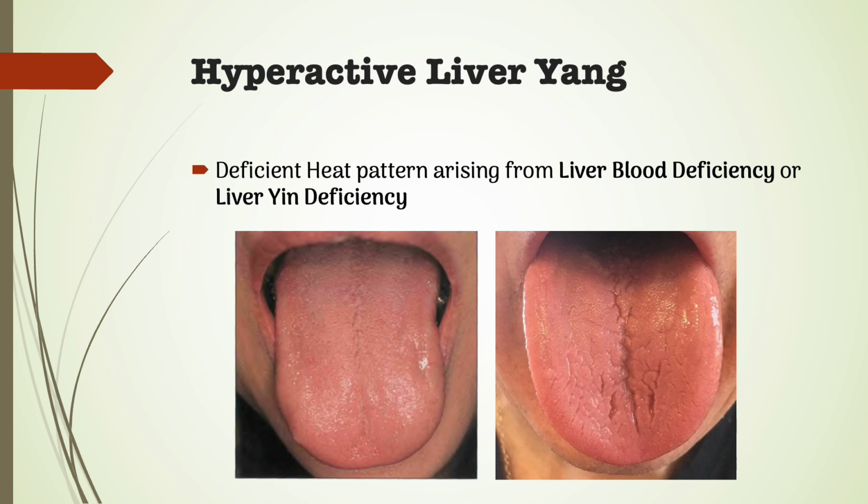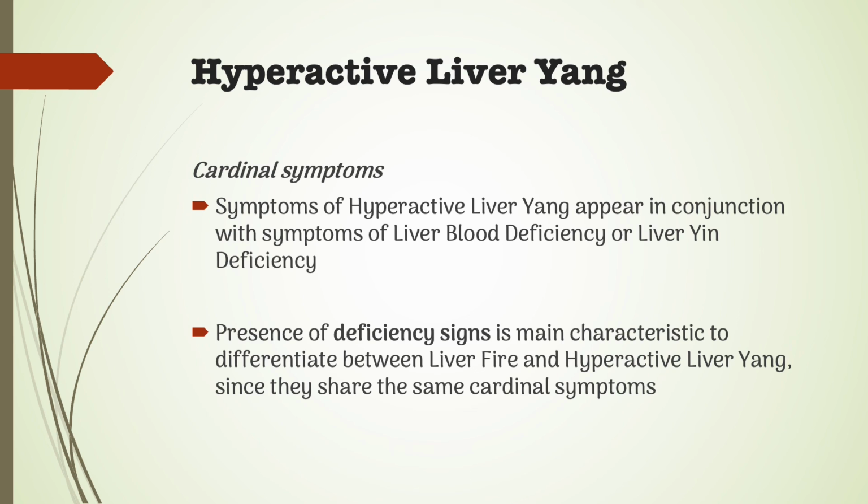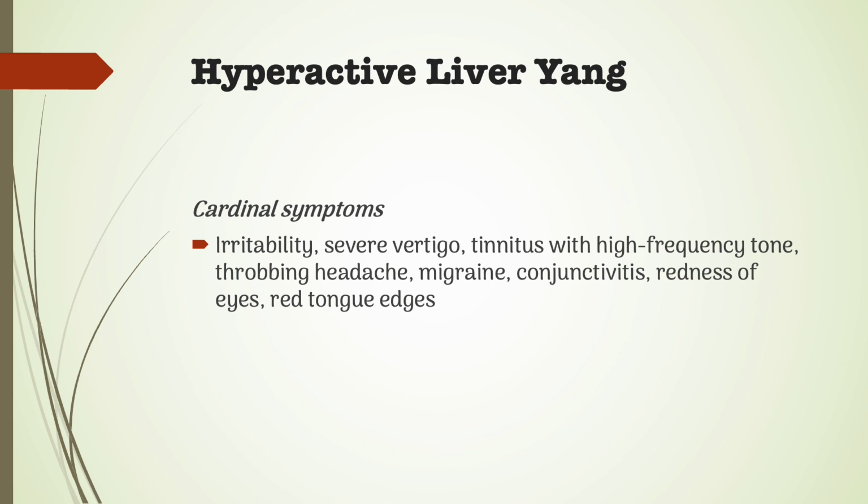Hyperactive liver yang. Hyperactive liver yang is deficient heat pattern arising from liver blood deficiency or liver yin deficiency. Cardinal symptoms: the symptoms of hyperactive liver yang appear in conjunction with symptoms of liver blood deficiency or liver yin deficiency. The presence of deficiency signs is the main characteristic to differentiate between liver fire and hyperactive liver yang, since they share the same cardinal symptoms: irritability, severe vertigo, tinnitus with high-frequency tone, throbbing headache, migraine, conjunctivitis, redness of the eyes, red tongue edges.